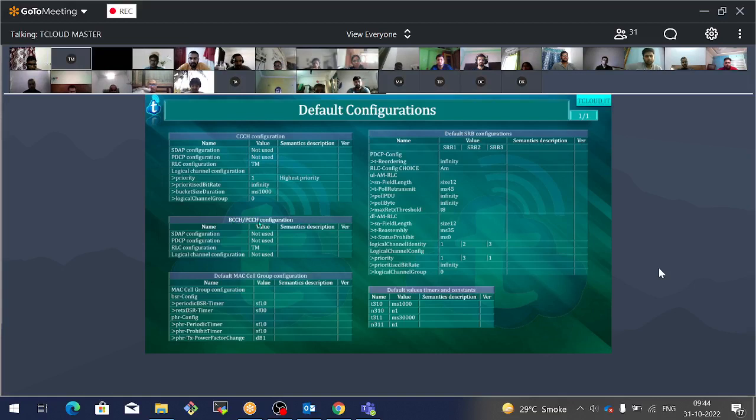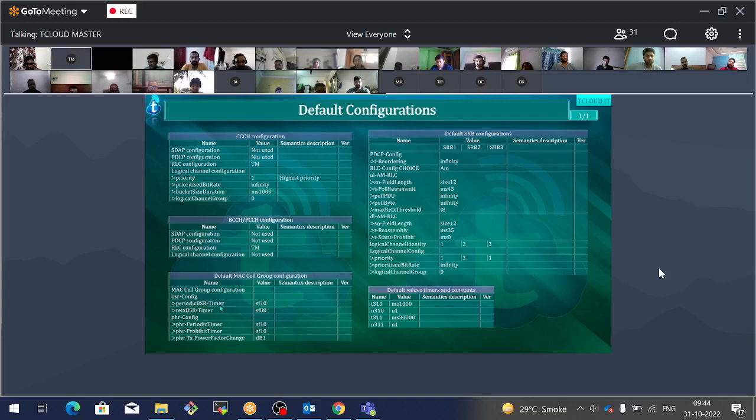When you are operating with BCCH or PCCH logical channels, there is a default MAC cell group configuration. What is the MAC level configuration that you have to use? Buffer status reporting: periodic buffer status reporting is SF10. Every ten subframes once, you have to send the buffer status.